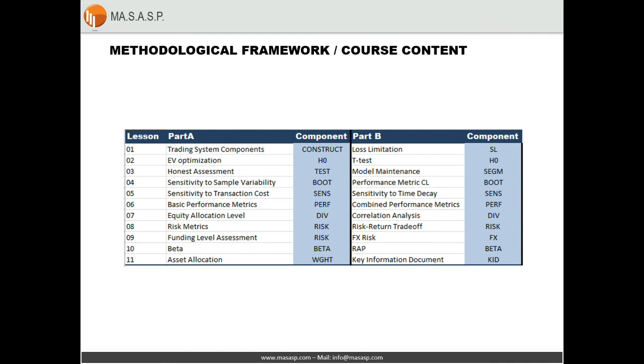Here we have a look at the course content. Each lesson is split in Part A and Part B, which are delivered as two distinct videos.